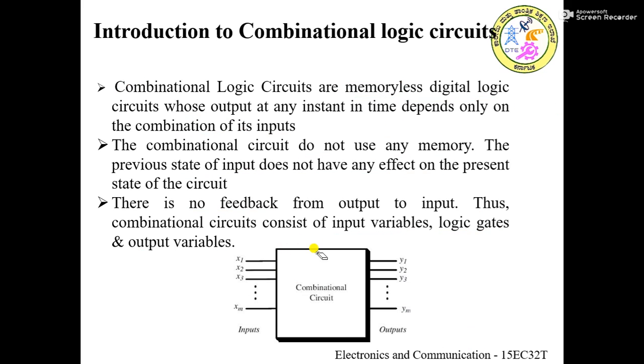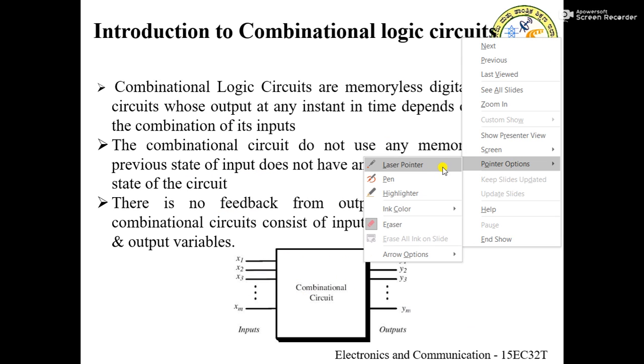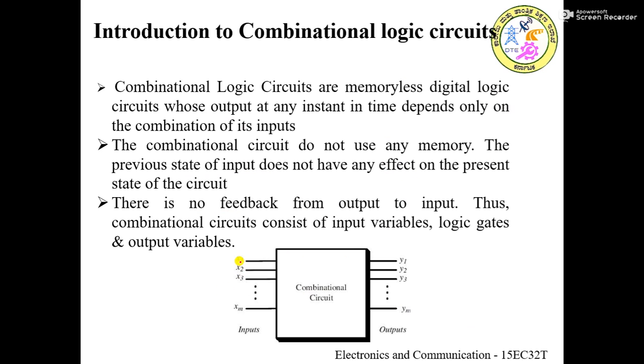So here you have been given a block. In this block, whatever you can see on the left side are the input variables. As I told you, it consists of input variables. On the left side, I have shown x1, x2, x3, so on up to xm. There are totally m number of x variables shown on the left side of the block. And you have the output variables as the constituents here.